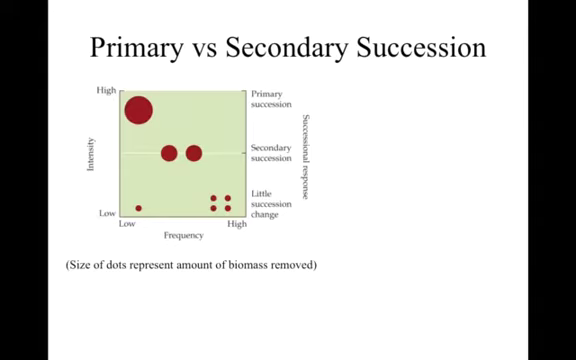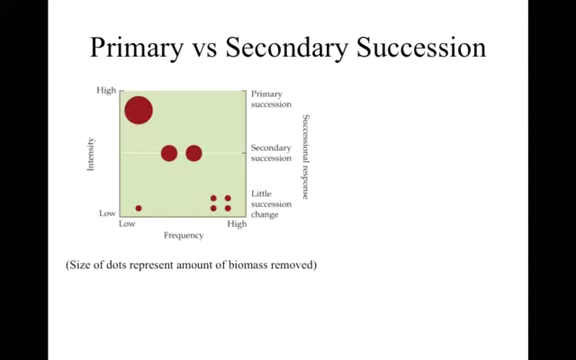I remove a tree here because it falls and dies. I remove 2 trees here because they got a beetle in them, but not a big beetle outbreak, just a little beetle killed them. And 1 tree here or there gets removed. That's just the normal state of the forest. So that's not really part of succession. That's part of the end state. So low frequency, low intensity, we don't really have succession going on.